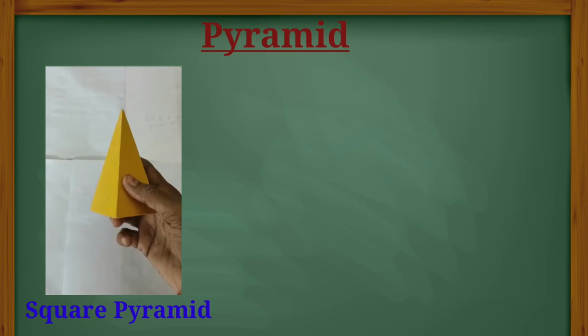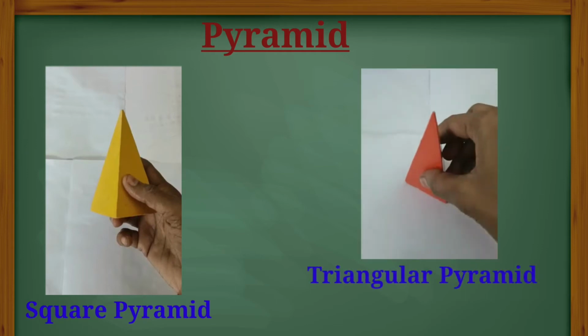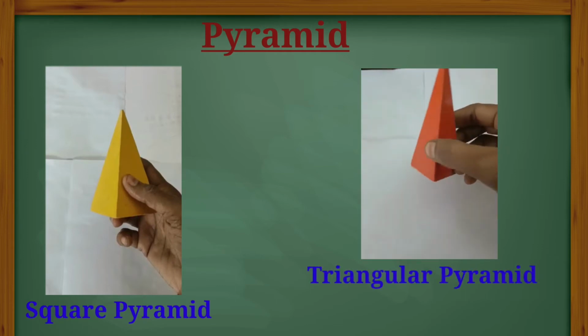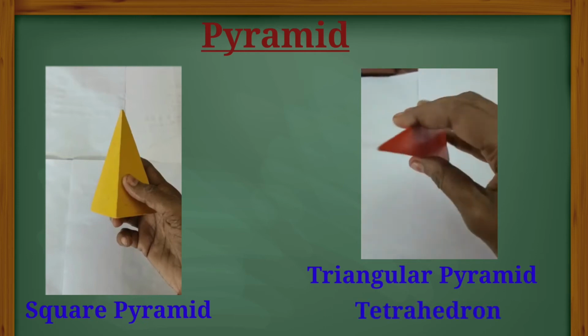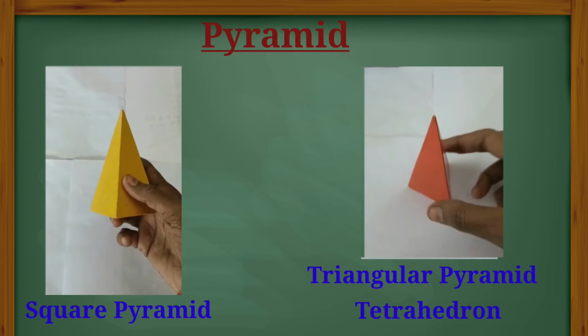Now, children, can you imagine a triangular pyramid? See, here is a triangular pyramid. The triangular pyramid is also called a tetrahedron. Did you observe the difference between the square pyramid and the triangular pyramid? Yes. The base of a square pyramid is a square and the base of a triangular pyramid is a triangle. Understood, children? Okay.